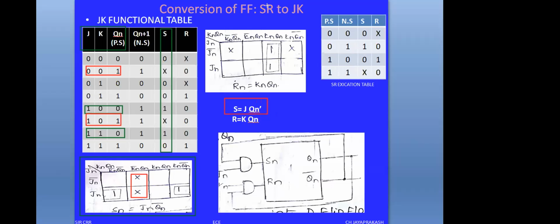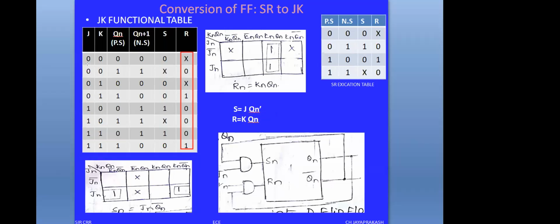Similarly, we have written the K-map equation for R also. What is R? By taking the output expression for R, we identify the minterms. The minterms are 3 and 7. In the K-map, we have minimized this expression, and after that, we got the output expression as R equals to K into Qn.